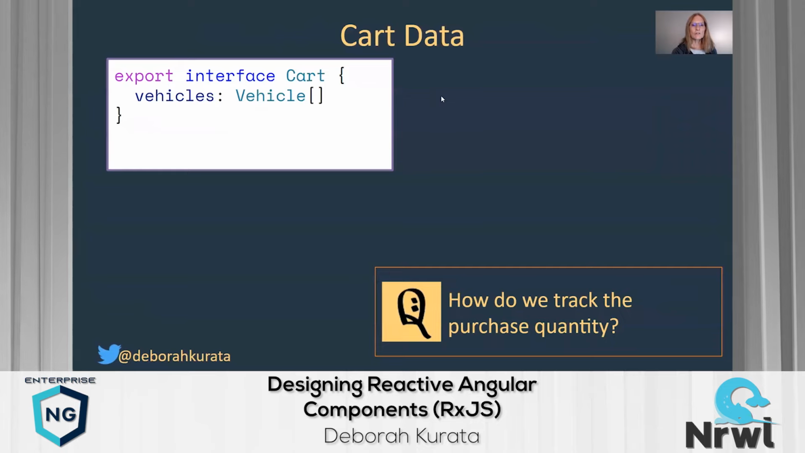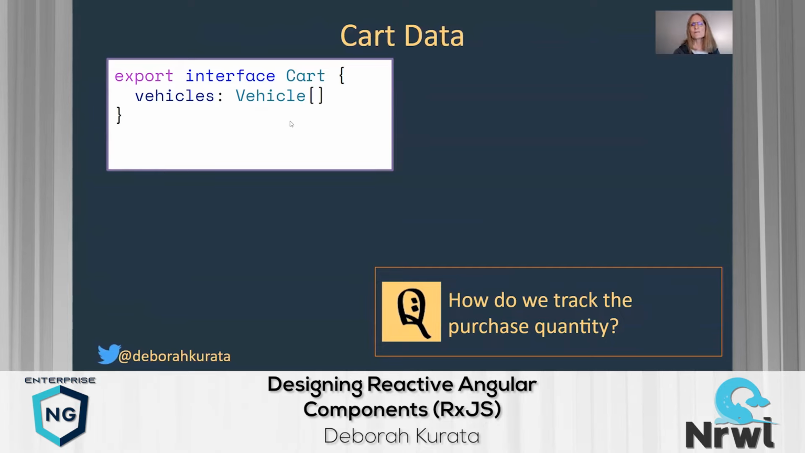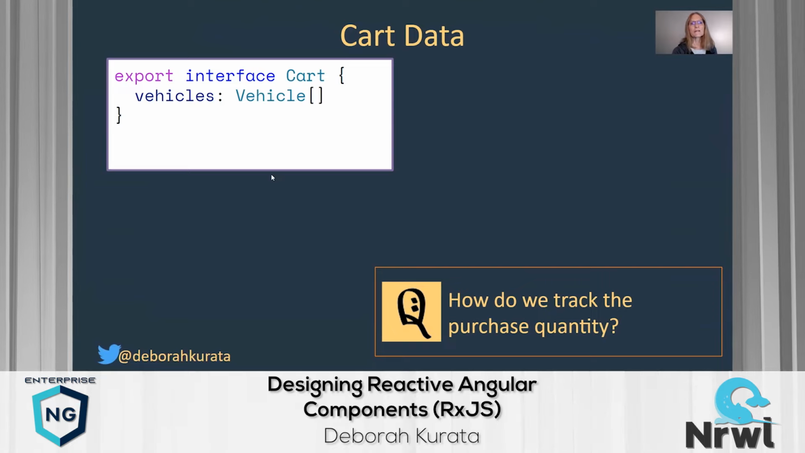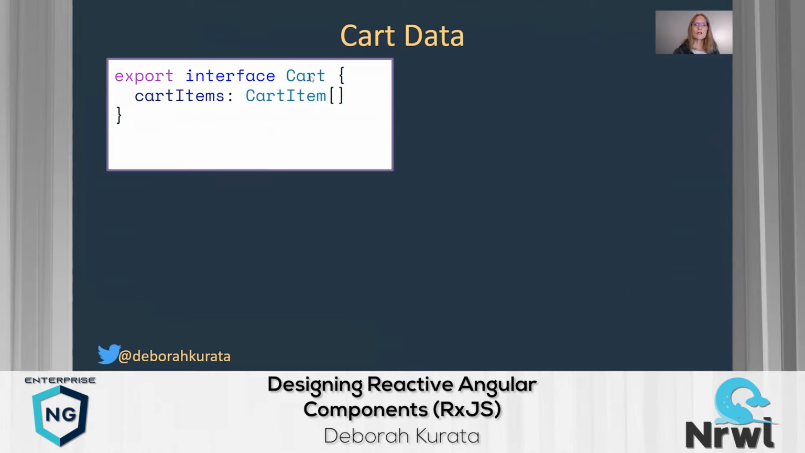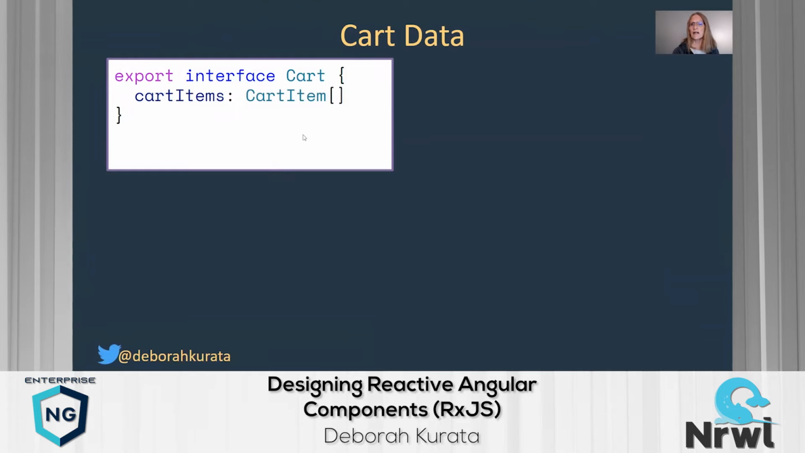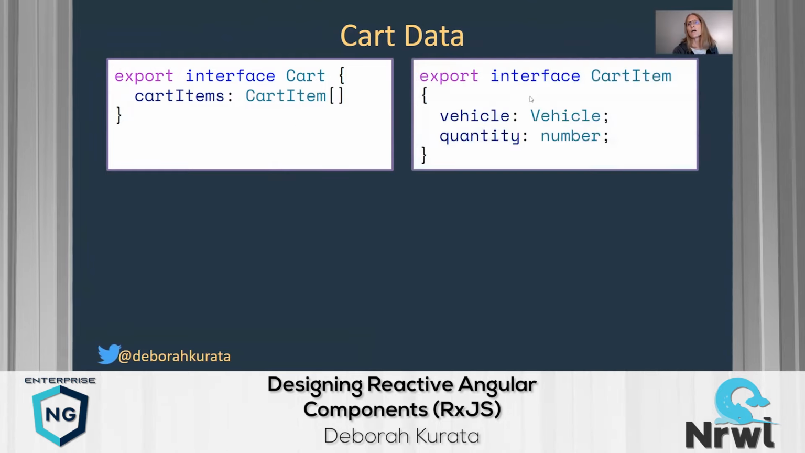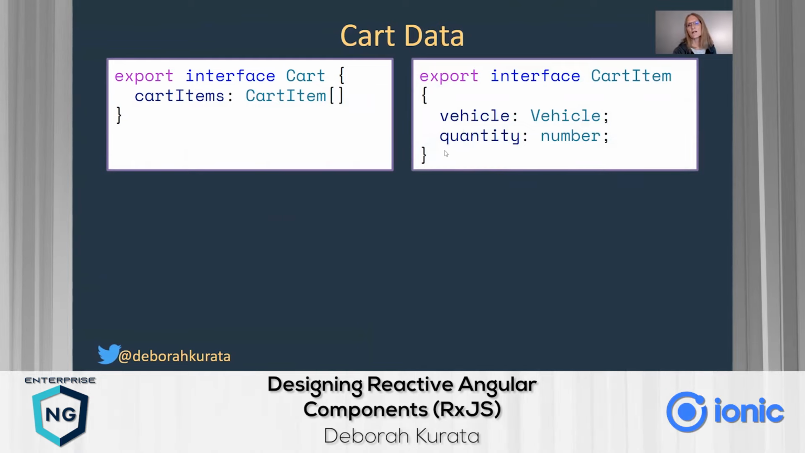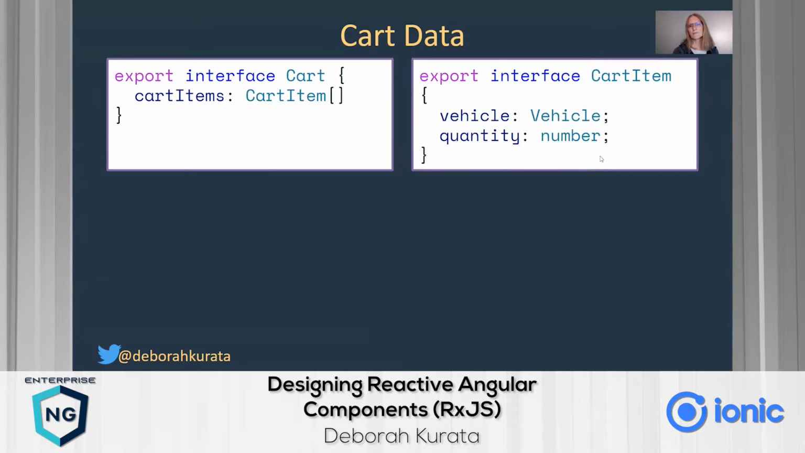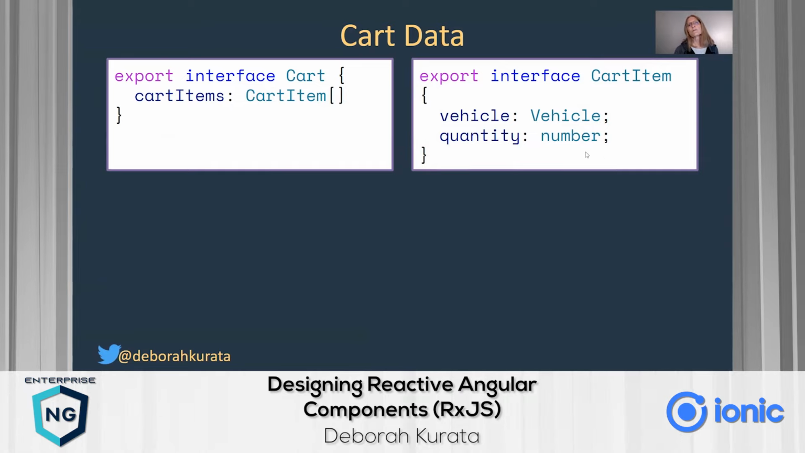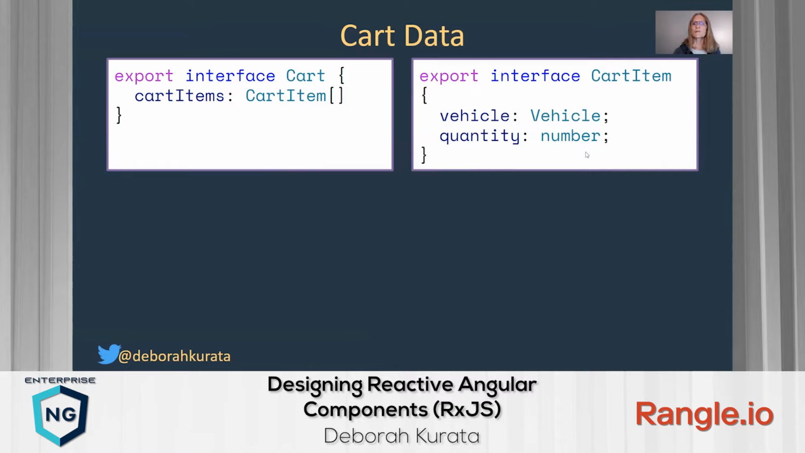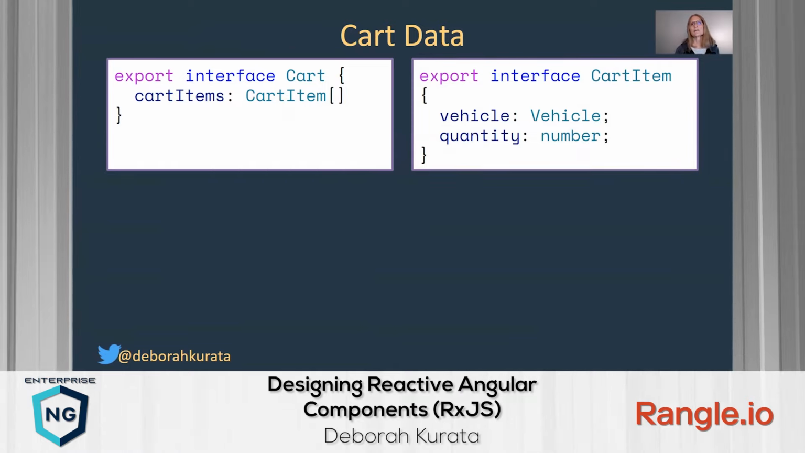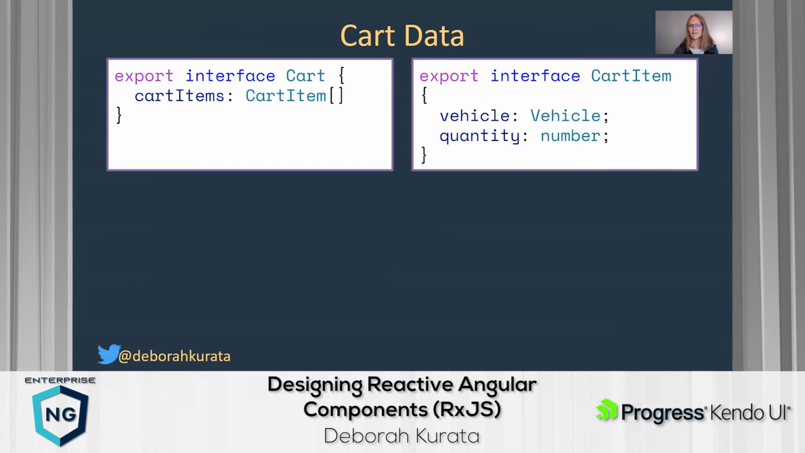So we can look at our cart data. We could think of our cart as an array of vehicles, but then how do we track that purchase quantity? It might be better to instead treat our cart as an array of cart items. Then our cart item is the vehicle, whichever vehicle that they've put into the cart, along with the quantity, how many of them that they want. Now, the other thing that we want to think about with regard to our cart is we're going to want to do CRUD operations, right? Create, read, update, and delete, CRUD.